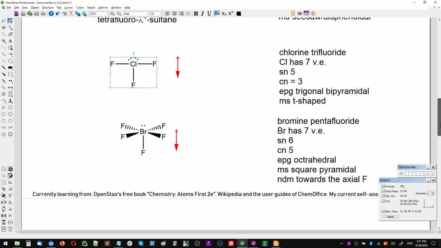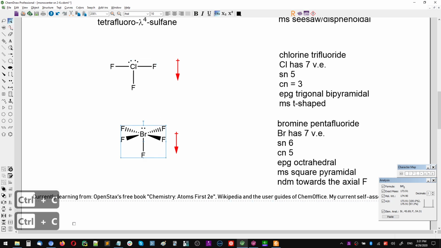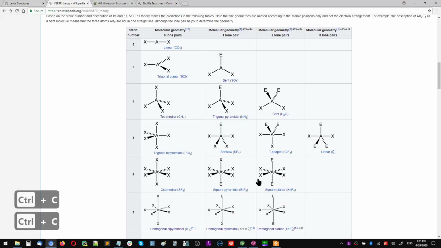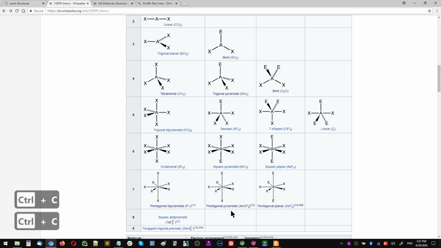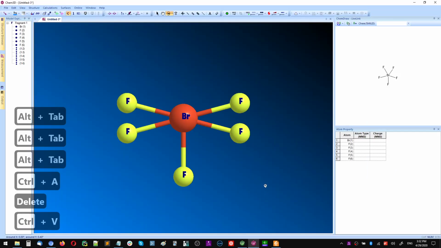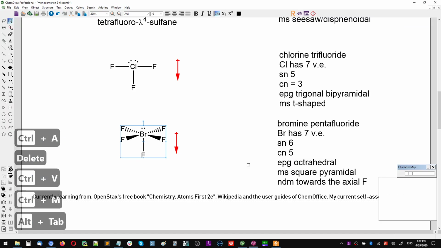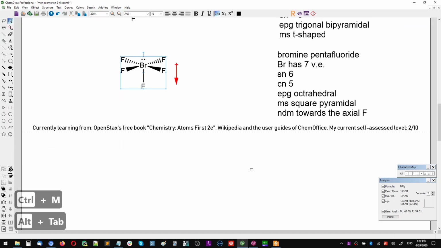Okay, let's see, bromine pentafluoride. There's no way Chem3D can show me this properly in space. I'm pretty sure it would need more information. So bromine pentafluoride, square pyramidal. Yeah, let's see, exactly as I thought.